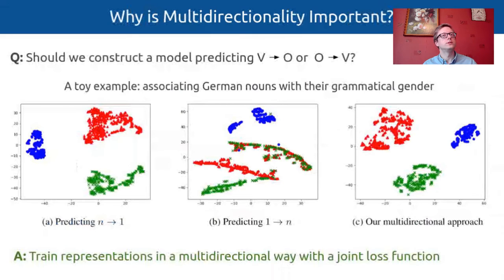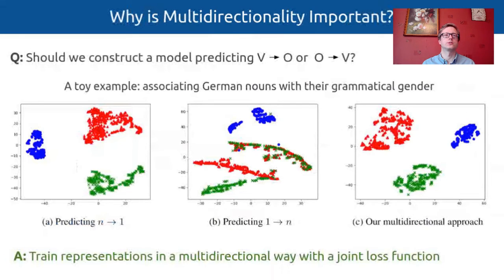Now, why do we want to do this in multiple directions? While skipgram optimizes only in one direction, we found that it is beneficial to optimize the embeddings in both directions at the same time. Otherwise, we need to explicitly choose which direction we want to use, and this can make an important difference.